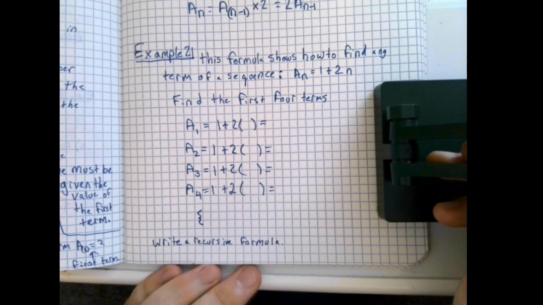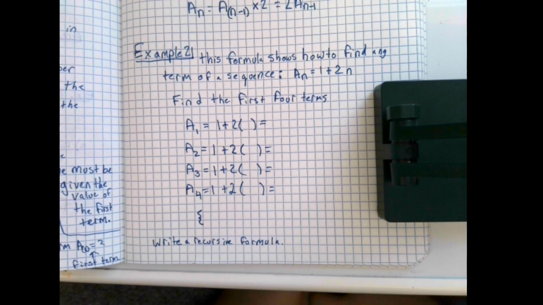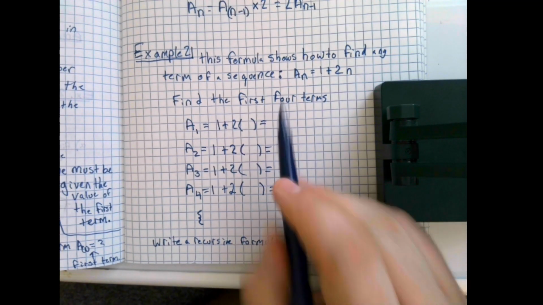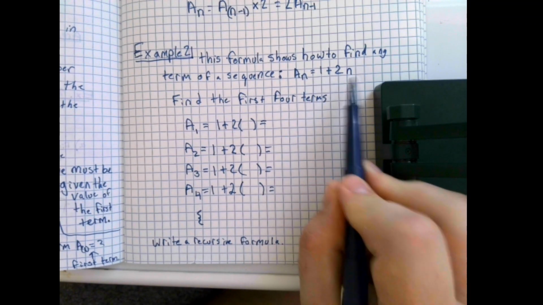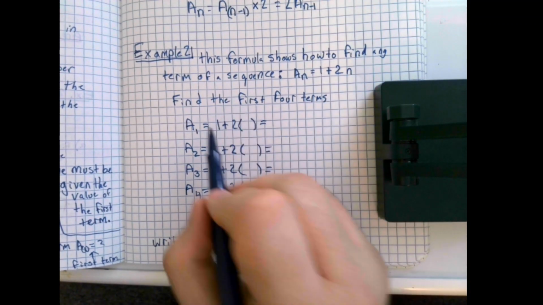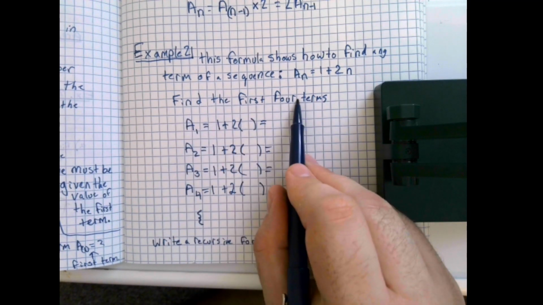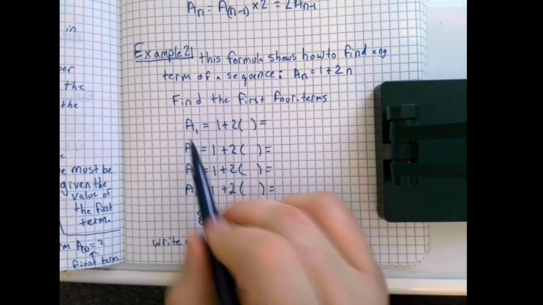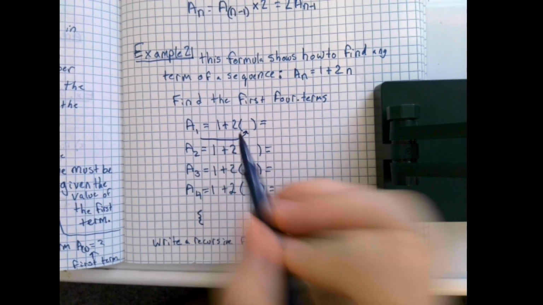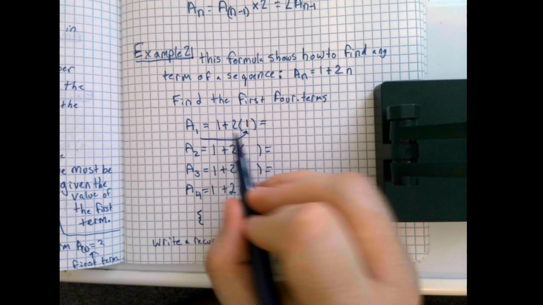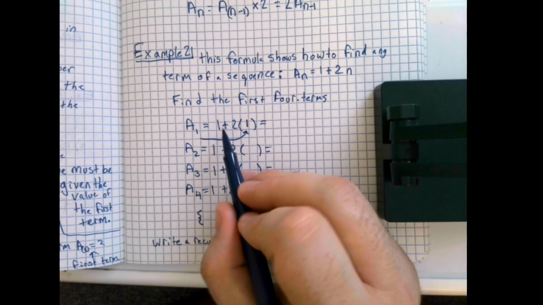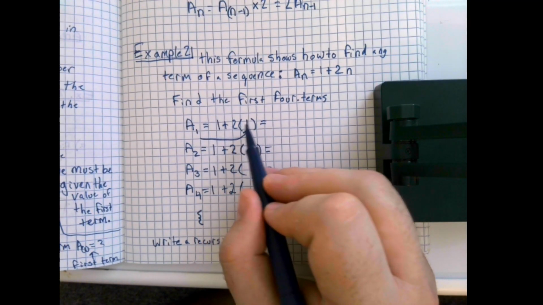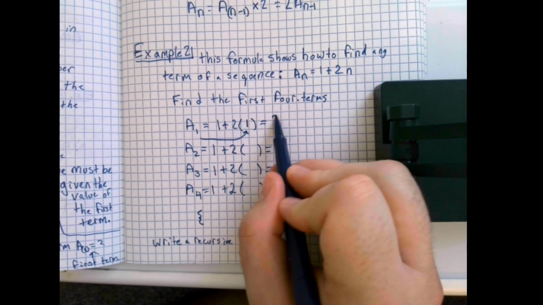Now, in example 2, it says this formula shows us how to find any term of a sequence. So this is the explicit formula, it's not the recursive formula. It says a sub n is 1 plus 2 times n. So here we have a sub 1, because we're finding the first 4 terms. The first term is a sub 1. We're just going to substitute the subscript into the place where the n was. So here there's a 1. So we have a sub 1 is 1 plus 2 times 1. 2 times 1 is 2, plus 1 is 3.